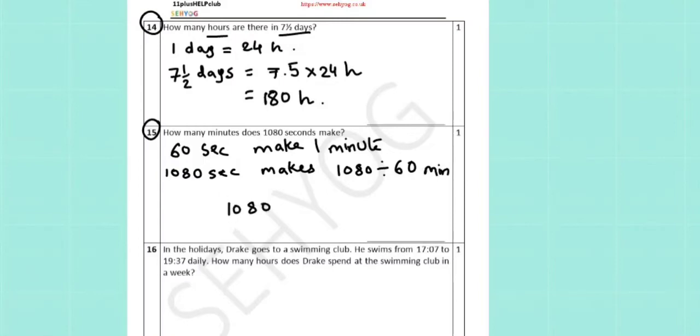Doing the calculation, we cannot take 1 nor 10. So we have to take 108. 60 ones are 60. Remainder is 48, bringing down 0. 8 times 60 gives us 480. So 18 minutes is our answer.